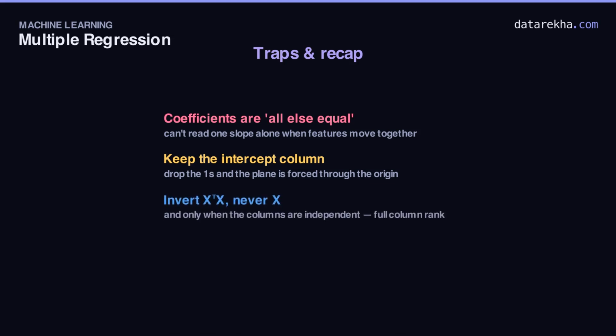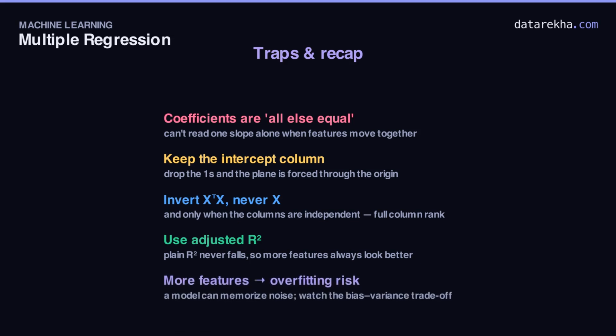Trap 3. Don't try to invert X. It's rectangular. Invert the square X transpose X, and only when its columns are independent, full column rank. Trap 4. R squared never drops when you add features. So judge a bigger model by the adjusted R squared instead. And trap 5. Piling on features invites overfitting. The model starts memorizing noise. That bias-variance tension is a whole lesson of its own.